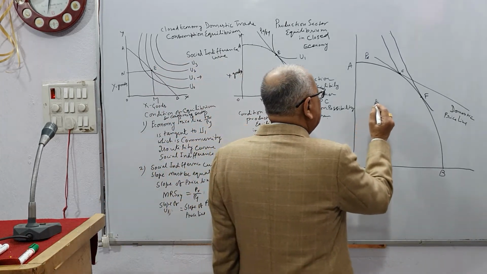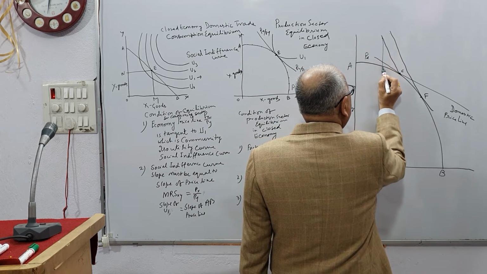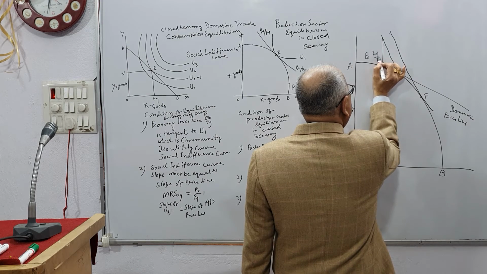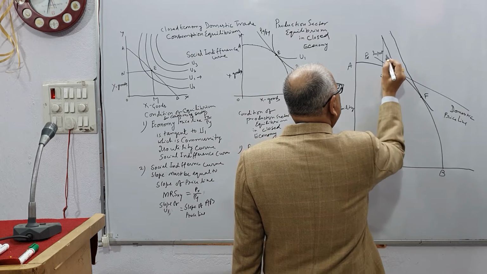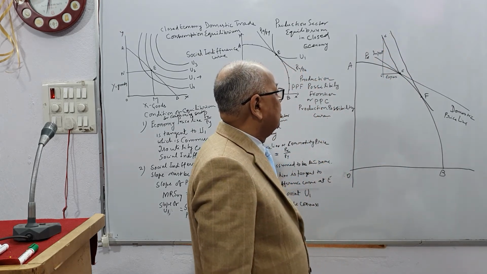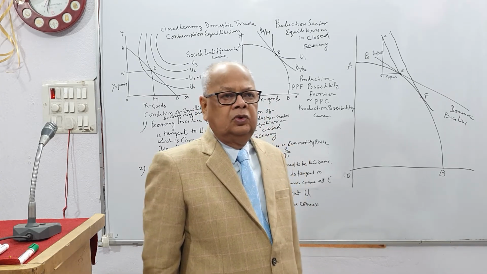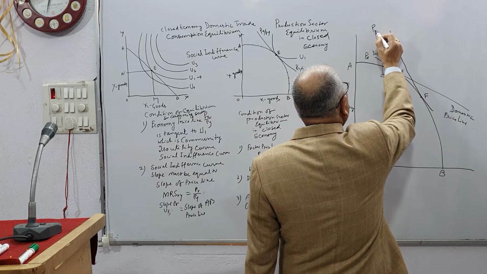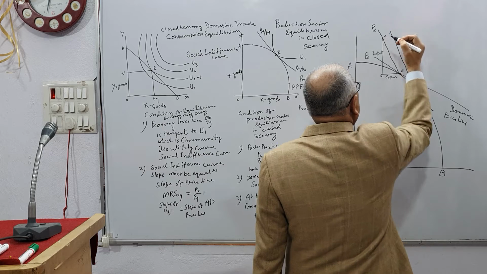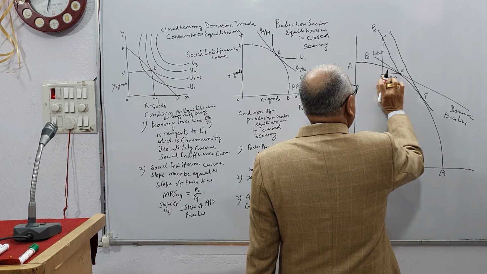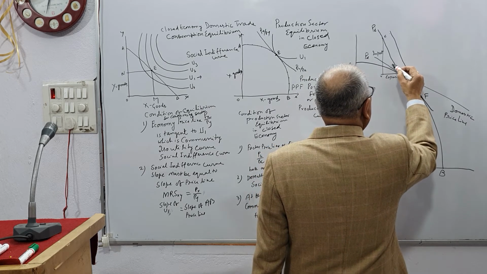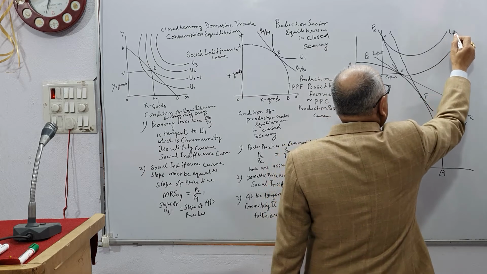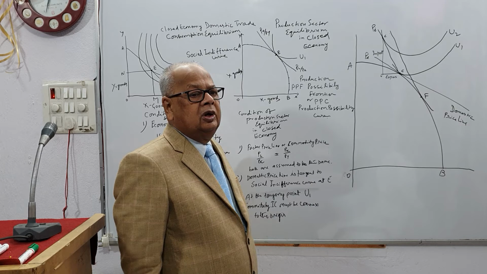Therefore, look here, draw a line. This is the amount of export and this is the amount of import. When the domestic price line PD changes to the international price line PI, at this price line we find that the country was at indifference curve 1, and now the country will shift from U1 to U2.